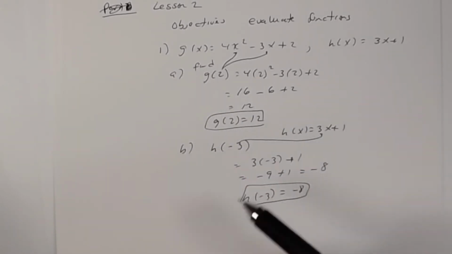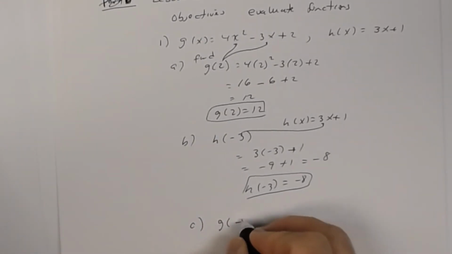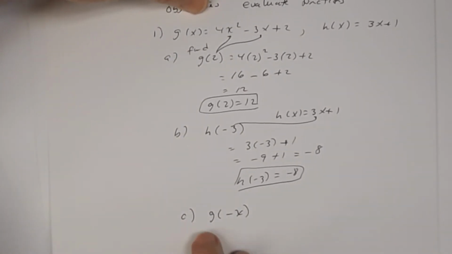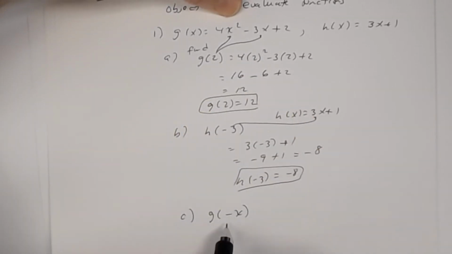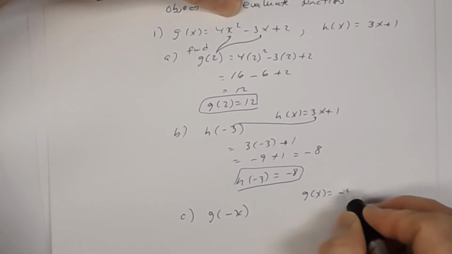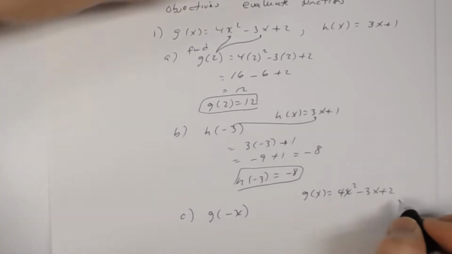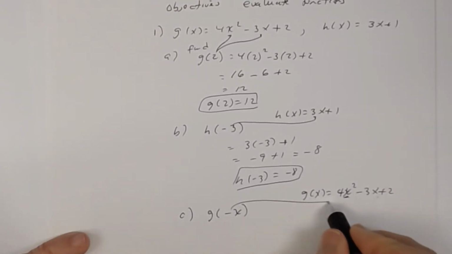All right, C. Let's suppose in C, I want to find g of negative x. Now remember, I've got to go to my function g, which is this one here, and wherever you see the variable x, I substitute negative x. If you need to rewrite it, go ahead and rewrite it: 4x squared minus 3x plus 2. Wherever you see the variable x, you're going to substitute negative x.